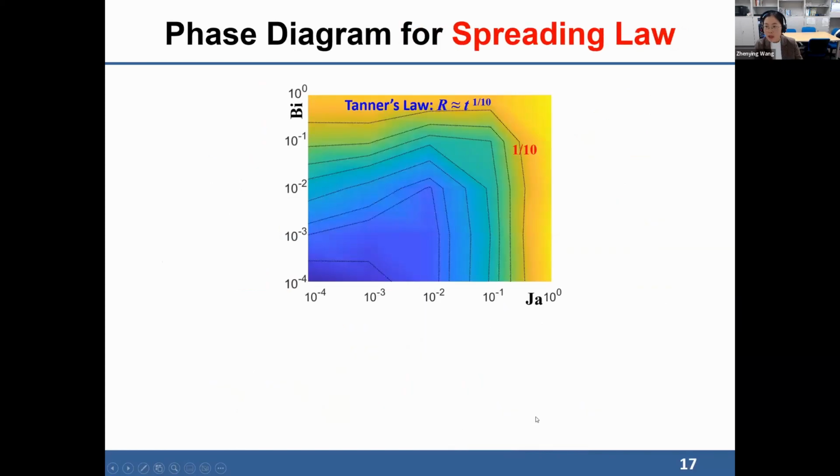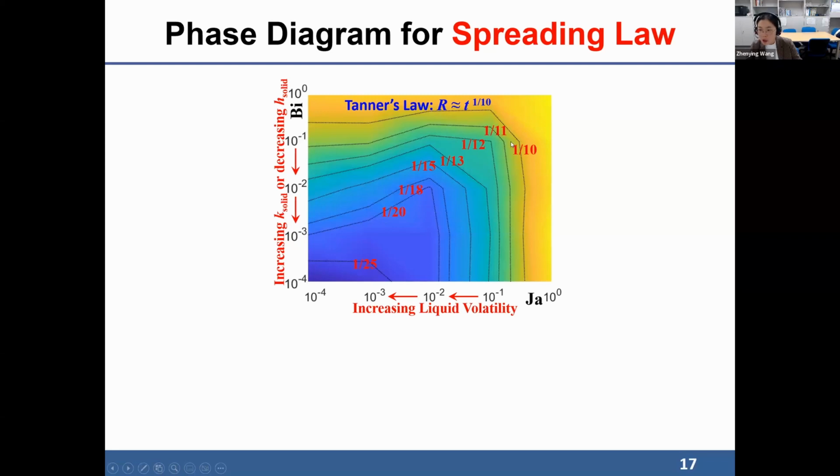Additionally, we investigated the spreading dynamics of the droplet based on another derived phase diagram, which is also based on the Jakob number and the Biot number. We can see that with increasing liquid volatility and increasing substrate conductivity, the spreading rate of the droplet becomes smaller and smaller. It changes gradually from the region dominated by Tanner's law, which is 1/10, and the spreading rate decreases gradually to a smaller value.